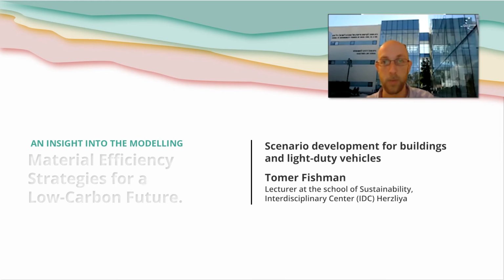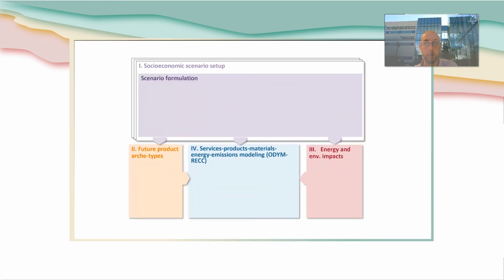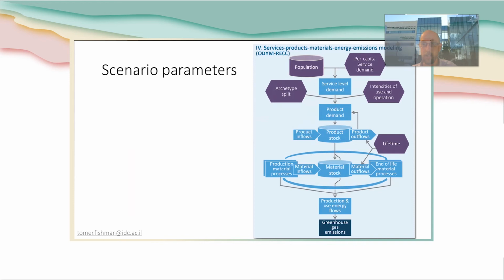So some of these things were already teased out in the previous presentations. Now we're going to go into some more detail of how the scenarios were actually created. Going back to the overall framework of our research, if we actually don't start from the scenarios themselves, but from the modeling aspect that brings everything together, zooming in into that, it's a quite sophisticated model that includes aspects all the way from the demand for a certain service through demand for products, and that gets translated into material cycles and after that energy and emissions.